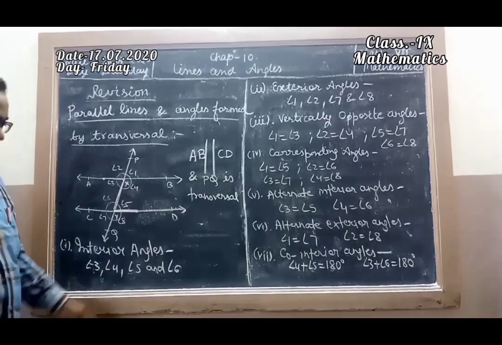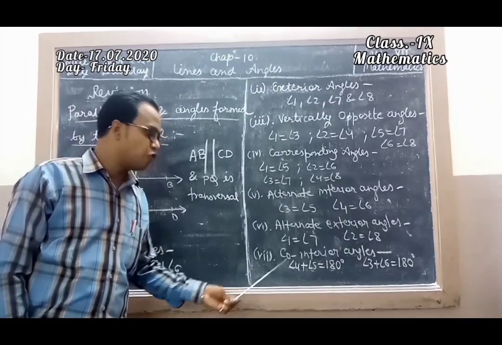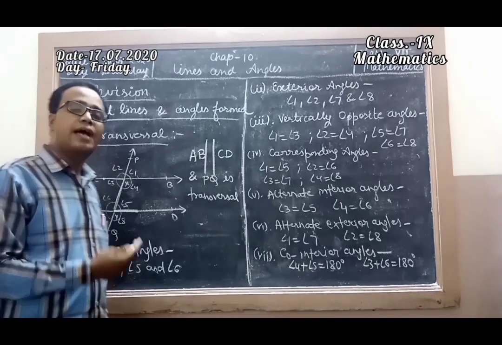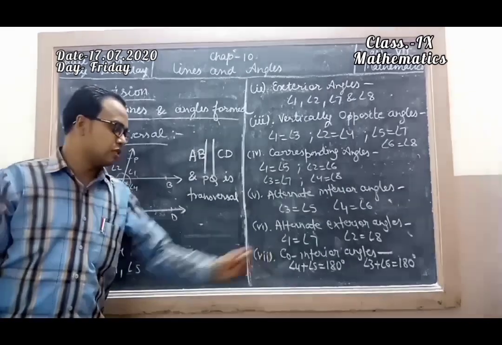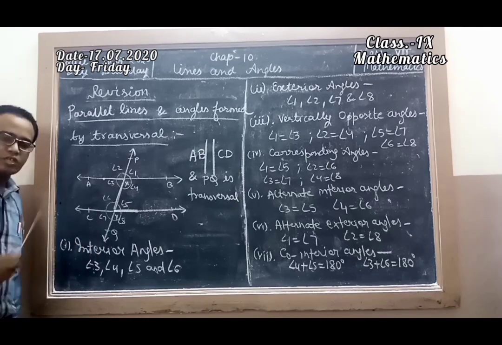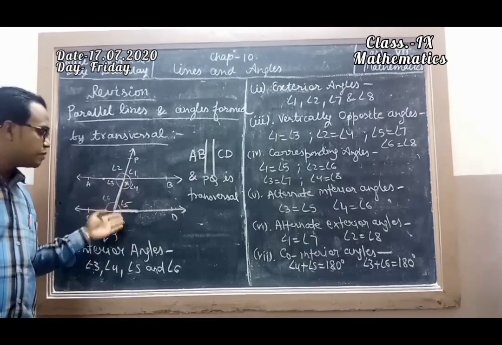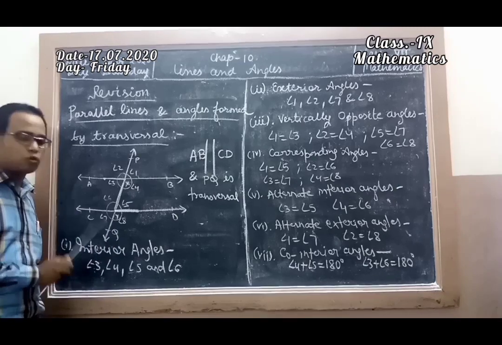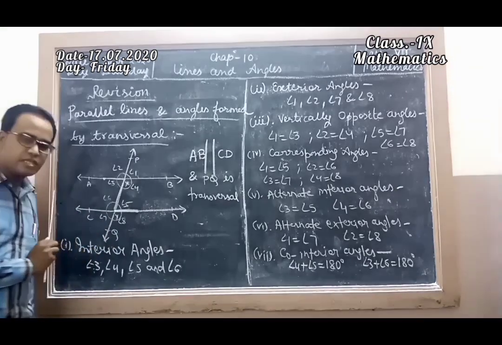Co-interior angles, or consecutive interior angles. Co-interior angles means consecutive interior angles. Consecutive means one after the other. So angle 4 plus angle 5 equals 180 degrees and angle 3 plus angle 6 equals 180 degrees. It means the sum of two interior angles on the same side of the transversal is equal to 180 degrees.